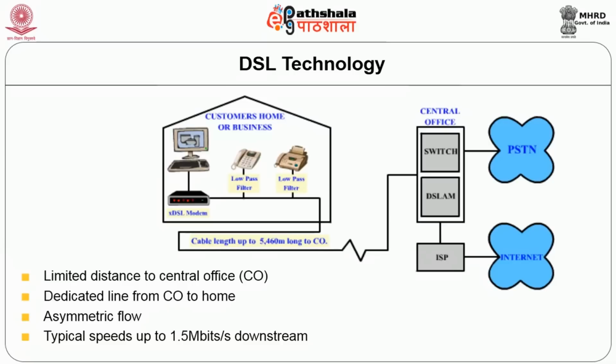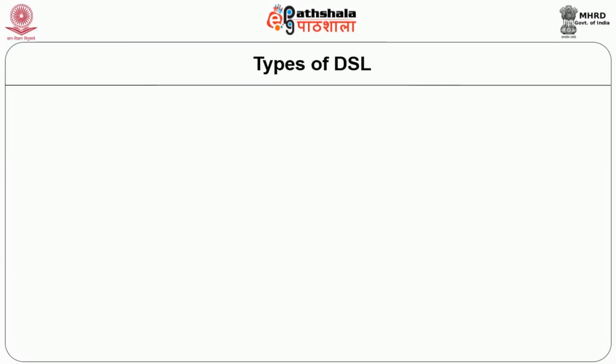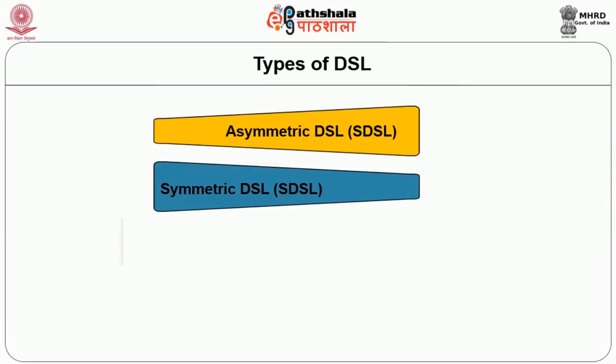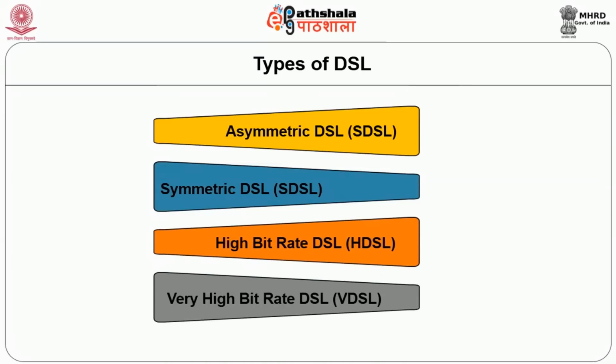And the advantage is that if the exchange is very close, you get very good connectivity, and generally there is a limit. If it is more than 5 km, this technology, DSL, may not work. So there is limited distance to the central office, a dedicated line from your office to home, and both-way asymmetric flows, and typical speed gives only up to 1 Mbps on downstream. There are 4 or 5 variants of DSL. One is asymmetric DSL, second is symmetric DSL, then high bitrate DSL, and very high bitrate DSL. And the technology used in DSL is out of scope of this short talk.